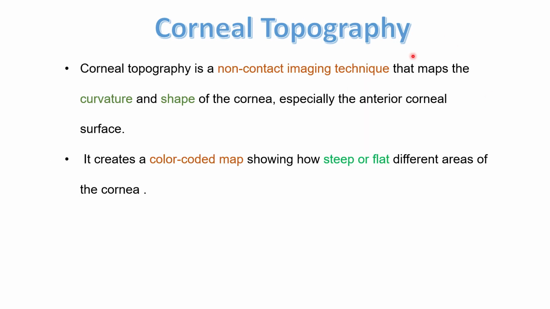Now, what is corneal topography? It is a non-contact imaging technique that maps the curvature and shape of the cornea, especially the anterior corneal surface. It creates a color-coded map that shows how steep or flat the different areas of the cornea are.